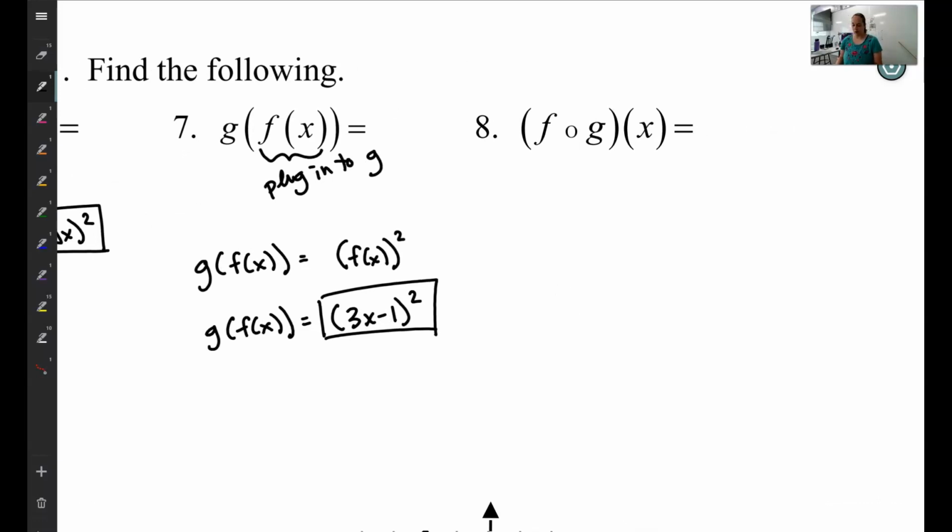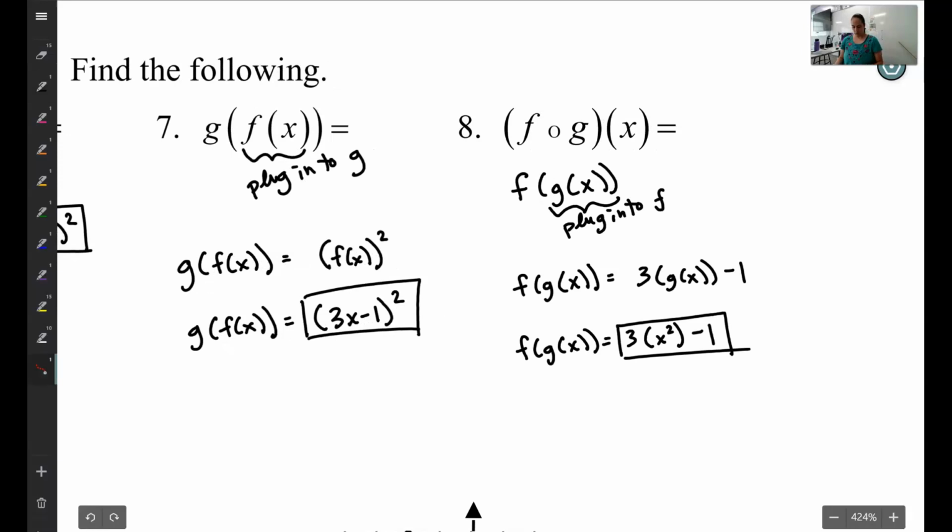Number 8. This is called the fog, but it is the same thing as f of g of x. I prefer writing it this way. I don't like it with the little circle, but you will see it that way. So go ahead, try that one on your own. Plug g of x into the f of x equation, and we'll see what you get.